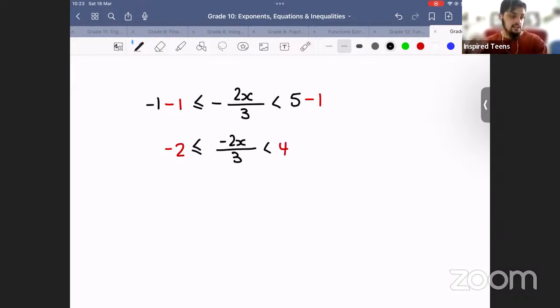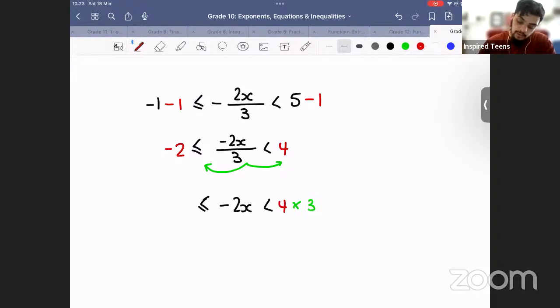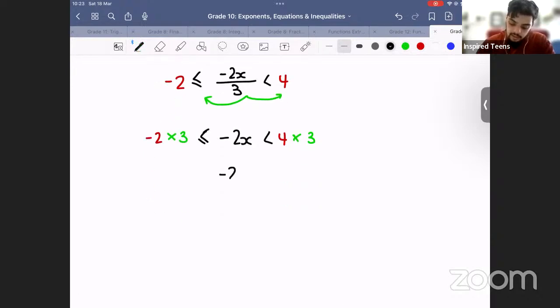Now what else is attached to the x that I can take over? That would be the 3. Since it's in division, negative 2x divided by 3, I would need to take it over as multiplication. So I leave negative 2x in the middle, and I multiply each side by positive 3: 4 times 3, and negative 2 times 3. Then I can simplify. So I'm left with negative 2x. This is 12. This is negative 6.